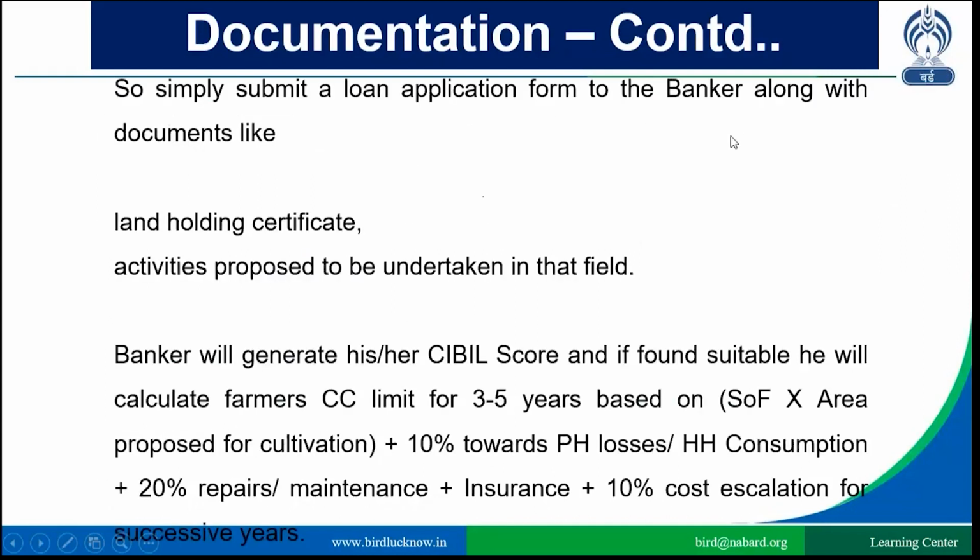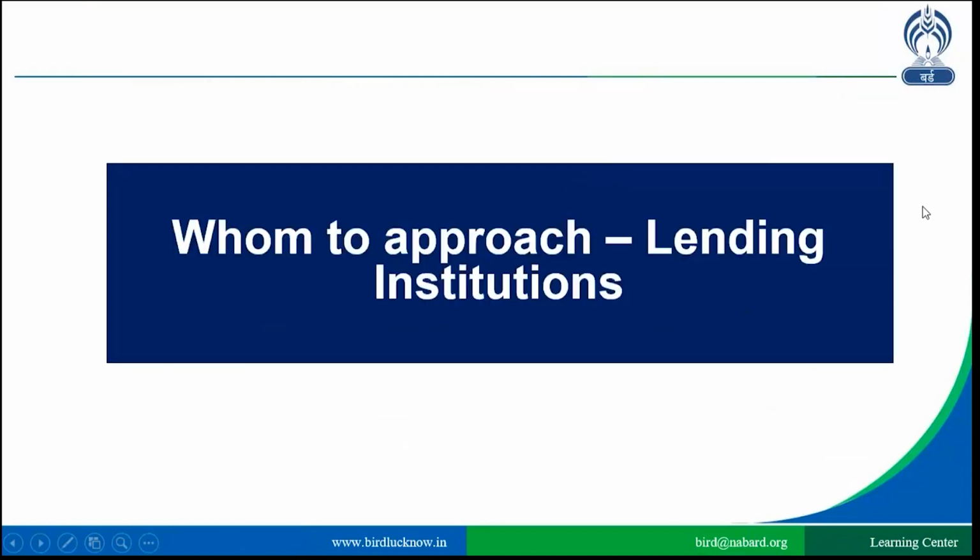After KCC, based on this declaration and documentation, the farmer will get the Fasal Bima. Now, loan application along with documents: land holding certificate, Khasra Khatoni, and activities proposed to be undertaken in the field. Bankers will generate his or her CIBIL score, and if found suitable, they will calculate the farmer's CC limit for 3 to 5 years based on a scale of finance. Along with the scale of finance for crop loan, 10% post-harvest losses, household consumption, 20% on repair and maintenance, insurance, and 10% cost escalation for success are all allowed. So normally banks calculate all those things. This is above the scale of finance. If 10,000 is the scale of finance, then they can go 30-40% above that. That is in the power of the bank.